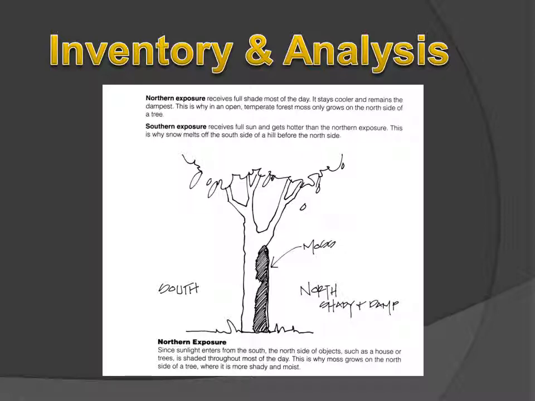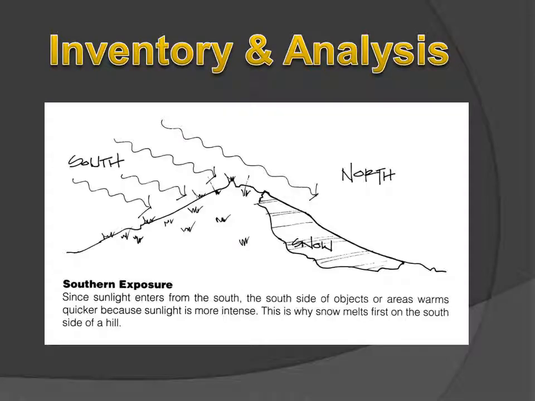But which type of exposure do we want to have a patio? Wake up. Southern exposure. Oh my gosh. Eastern. Southern exposure. Since sunlight enters from the south, the south side of objects or areas warms quicker because the sunlight is more intense. This is why snow melts first on the south side of a hill.